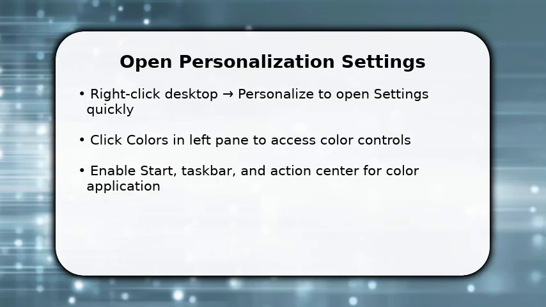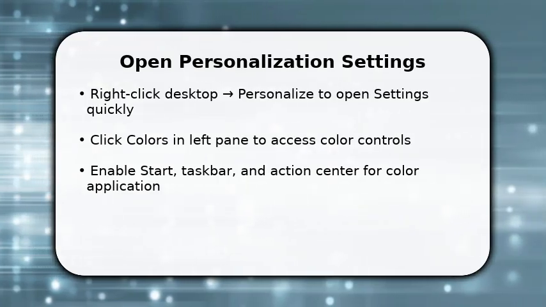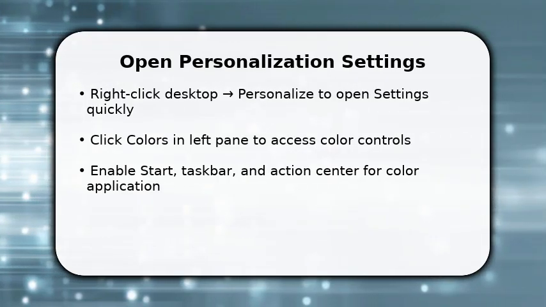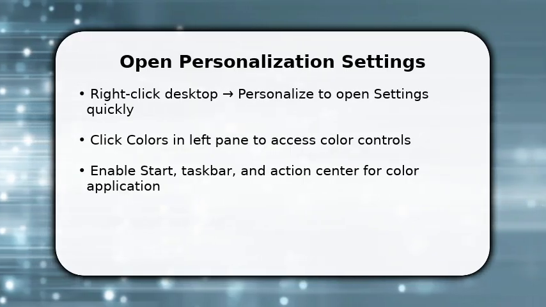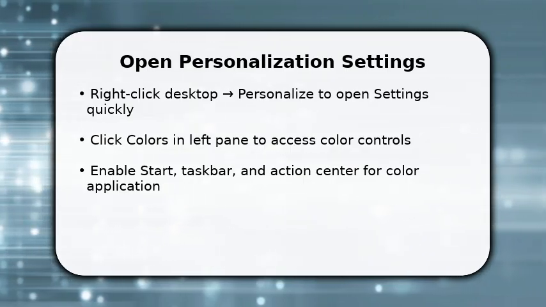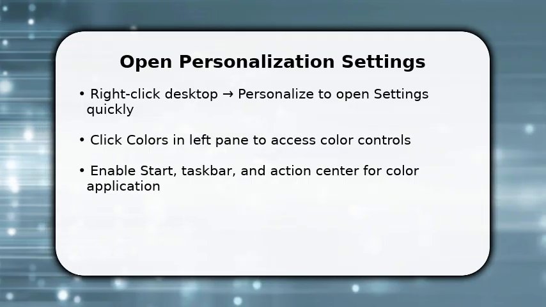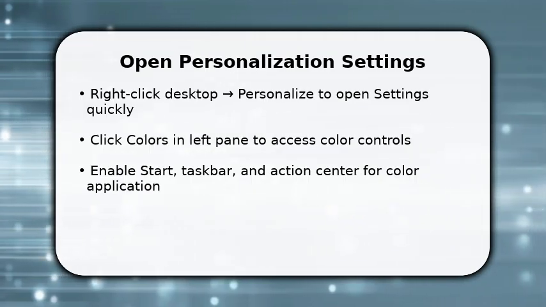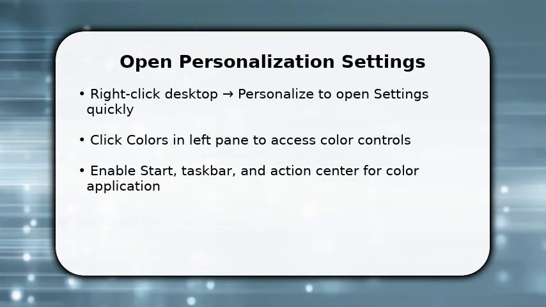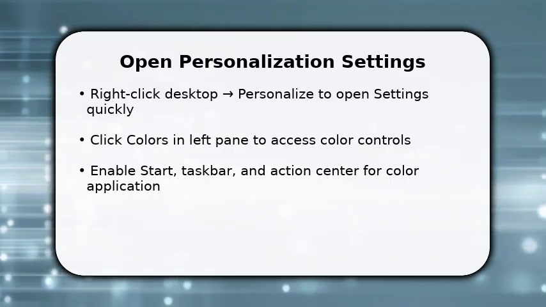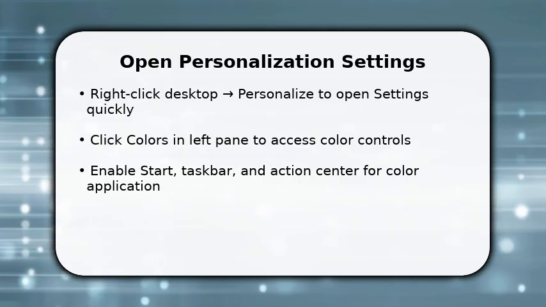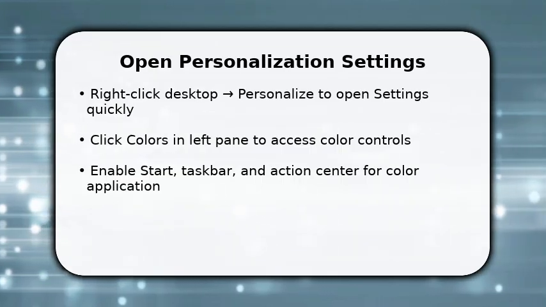Enjoy the video. You start by opening personalization so you can change the Windows bar color directly. Right-click the desktop and choose Personalize, then select Colors in the left column. Once the Colors page loads, focus on the settings labeled Choose Your Color and show accent color on the following surfaces. Make sure you pick Dark or Custom if you want more control.